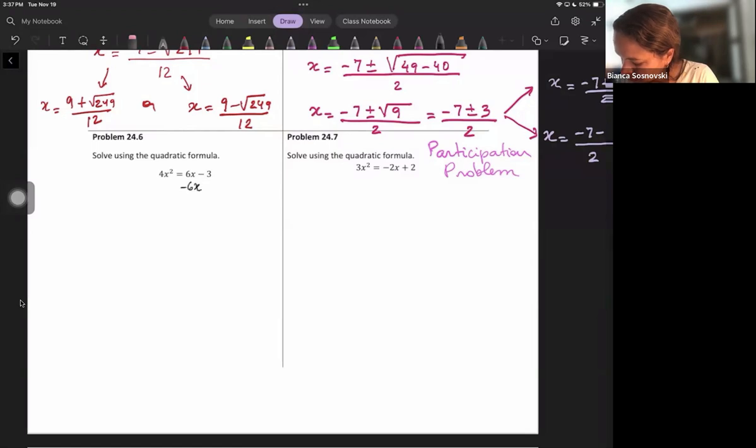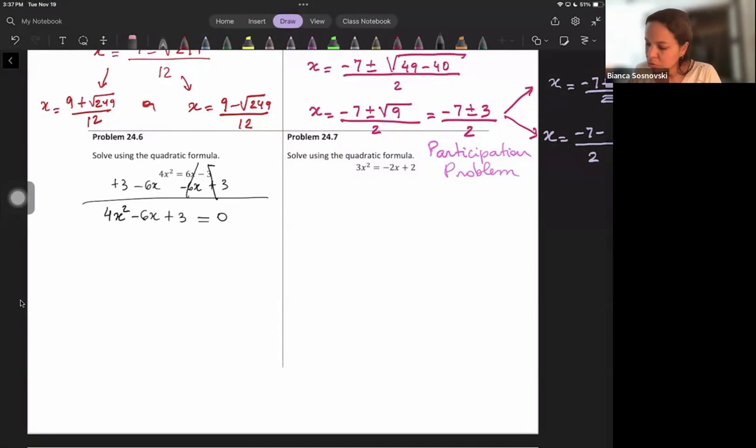So let me subtract 6x on both sides and add 3 on both sides. So I know I have 0 on the right side. Now, none of these on the left are like terms. So I'm just going to arrange, put 4x squared in front, minus 6x, and then plus 3. So coefficient a is 4, coefficient b is negative 6, and coefficient c is positive 3.